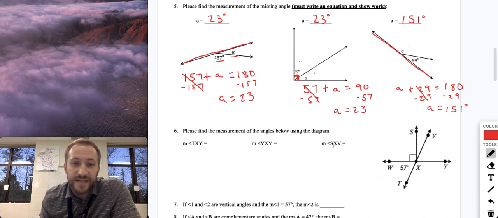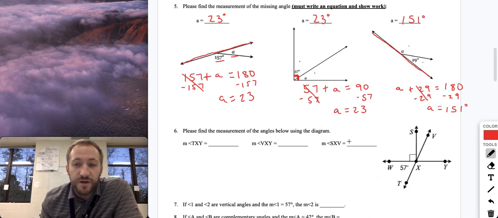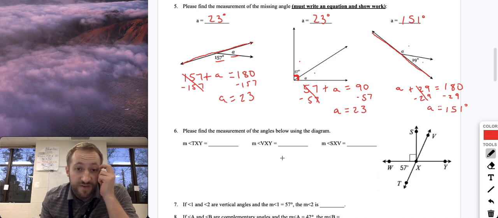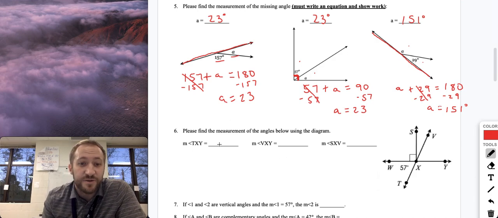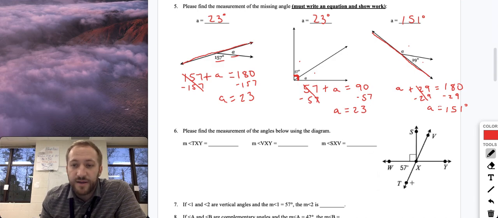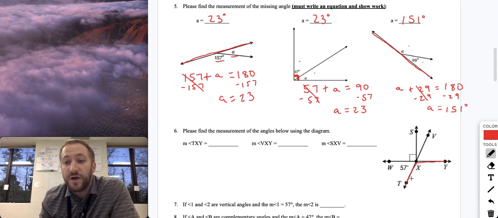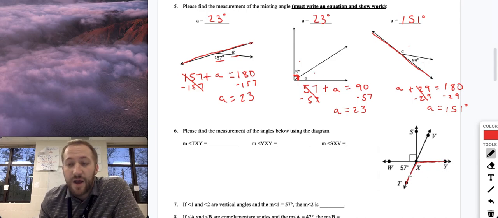All right, let's look at this next one. Please find the measurement of the angles below using the diagram. So let's see, we have three angles we have to find the measurement of. The first one is angle TXY. Let's go find TXY. Here's T, here's X, and here's Y. TXY. So this angle, let's look and see how much it is.